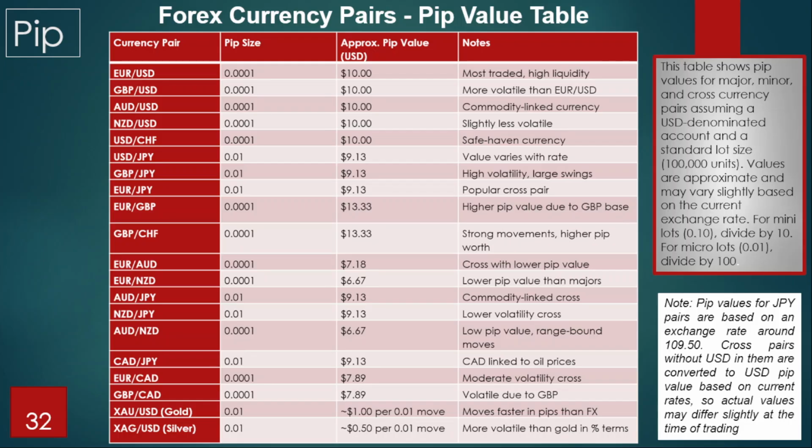We also know that gold, which is XAU USD, is volatile. It has more pip value than currencies.